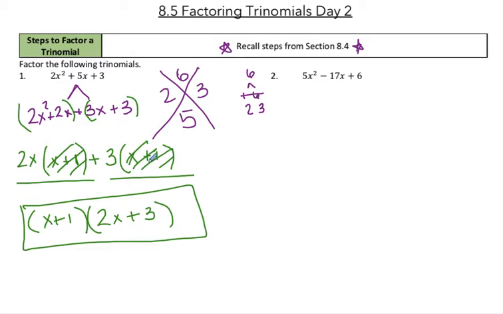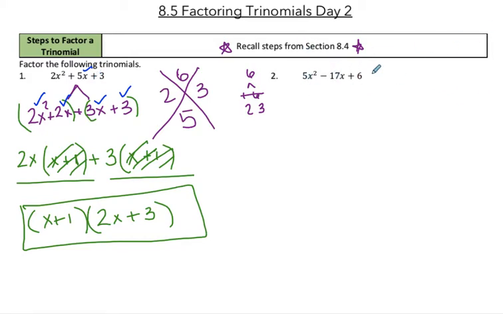We can always check our work by distributing. X times 2x gets me that 2x squared. X times 3 gets me that 3x. 1 times 2x gets me the 2x. 1 times 3 gets me the 3. Add those back together, I get my middle term. We can always go back to our previous step. All right, let's try it again.